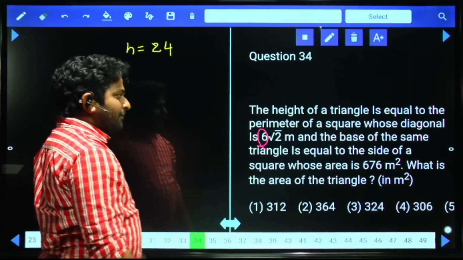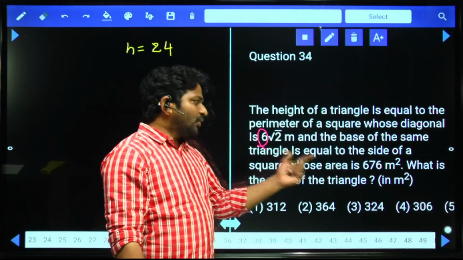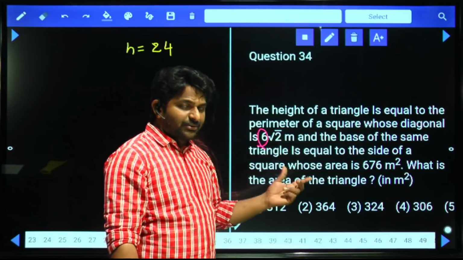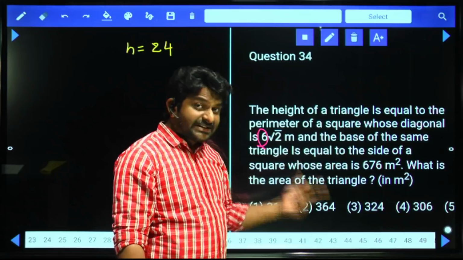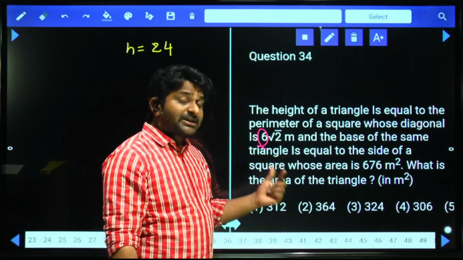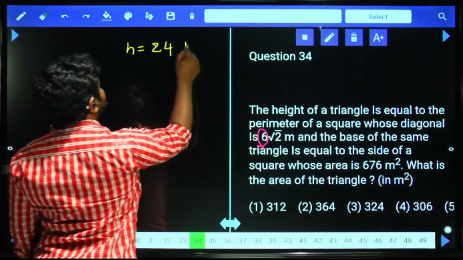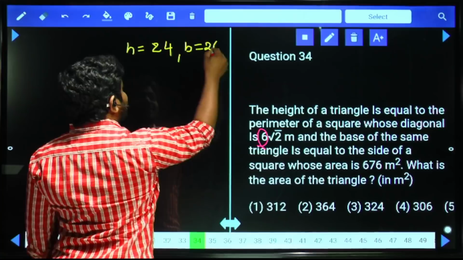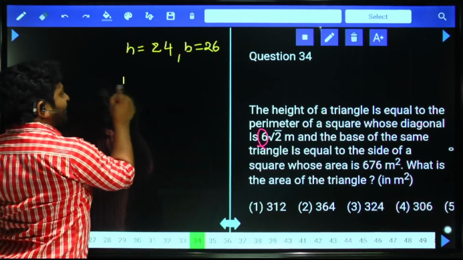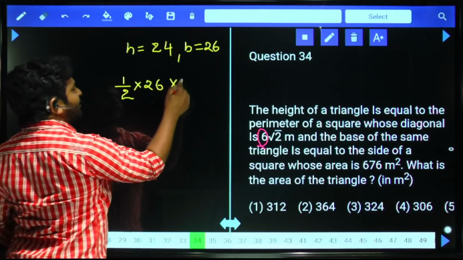And then base of the same triangle is equal to the side of the square whose area is 676. 676 is area of the square. Which square is this? 26 square. Hence, side of the square must be equal to 26. If the side is 26, base is also equal to 26. Now, what is your question? What is the area of the triangle? You are asked to calculate triangle area. That is half BH. Base is 26 into height is equal to 24.